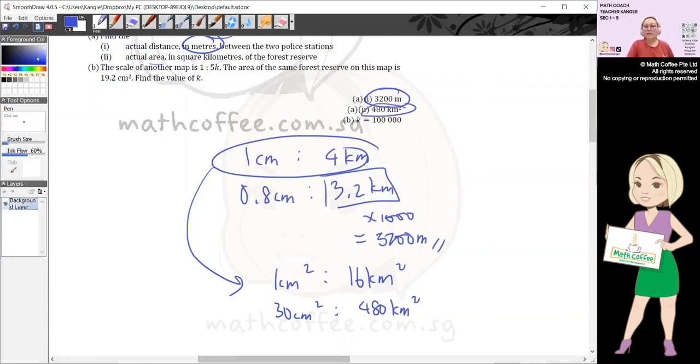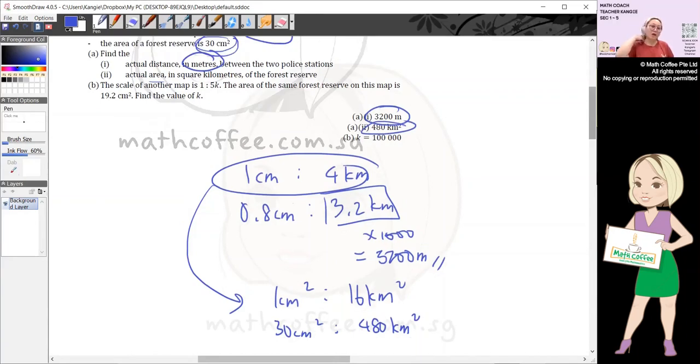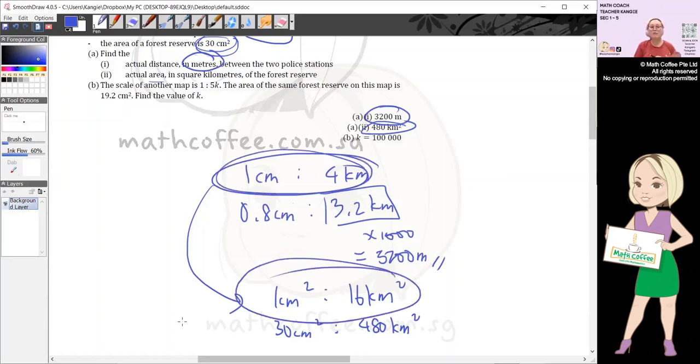Okay, so now this is another question whereby they say the scale of another map is 1:5k. They say the area of the same forest on the map is 19.2 cm square. They ask you to find the value of k. Every time they ask you this question, you visualize this way. You have the first map. Your first map, the scale is 1 cm square is to 16 km square.